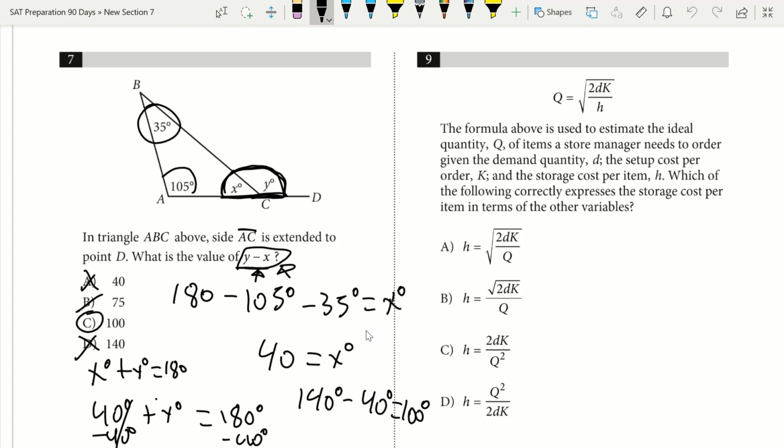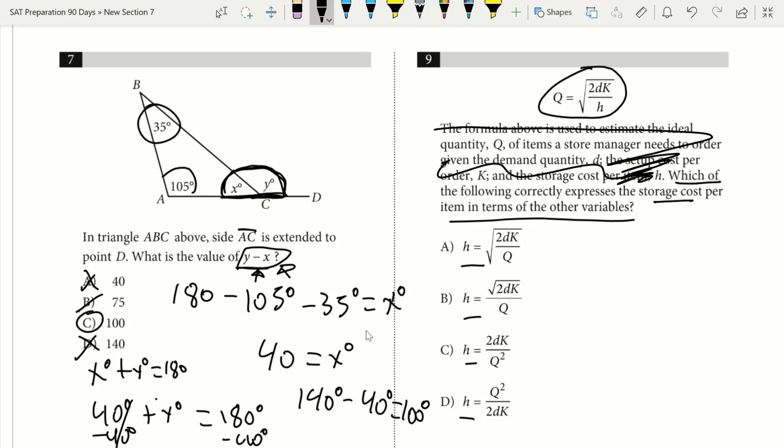All right, question 9. What jumps out to me immediately is that I have a lot of variables. I don't have a ton of numbers, but I have a lot of variables. So I'm just going to look at my answer choices really quick, and I see that everything here is what H equals. Then I read my last part, and it says which of the following correctly expresses storage cost in terms of the other variables. So I know I just have to rearrange to solve for H. I don't have to read any of this, so I just saved time there.